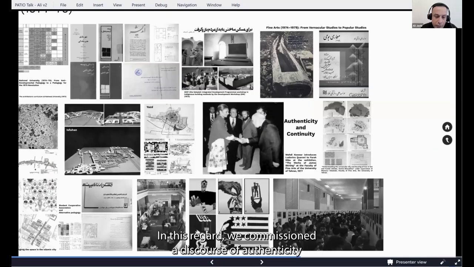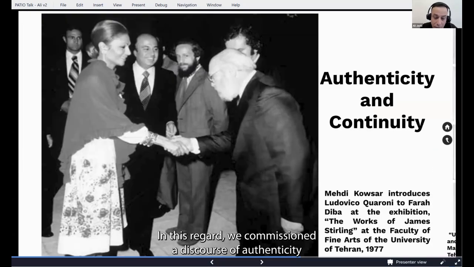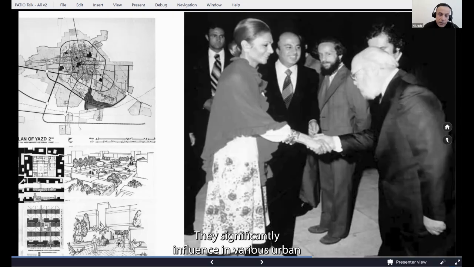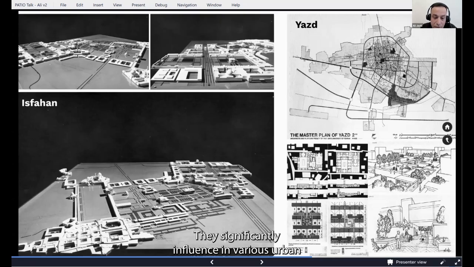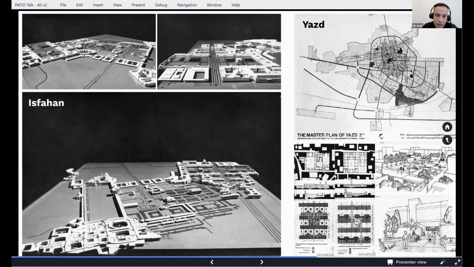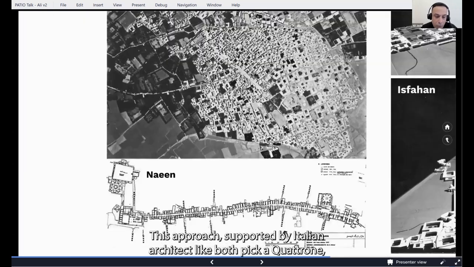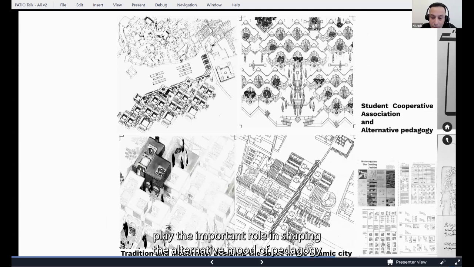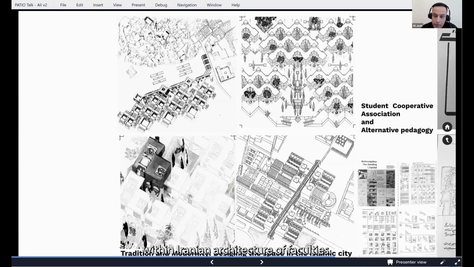In this regard, we can mention the discourse of ethnicity and continuity rooted in the discourse of return to oneself. They significantly influenced various urban reconstruction projects and architectural pedagogy in different traditional cities in Iran, such as Yazd, Isfahan, and Naein. This approach, supported by Italian architects like Ludovico Quaroni, played an important role in shaping alternative modes of pedagogies within Iranian architectural faculties.